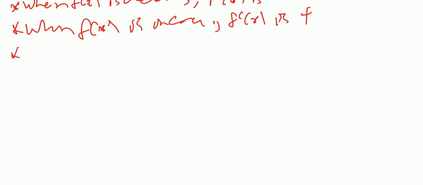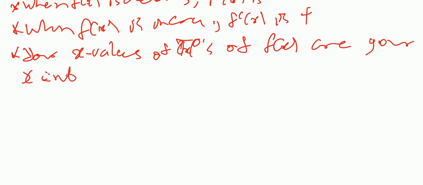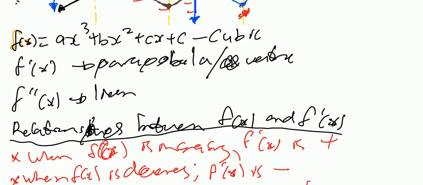I said your x values of the turning points of f of x are your x-intercepts of your f prime x. That's the second difference. Now the last difference, last but not least, let's go and check that one.